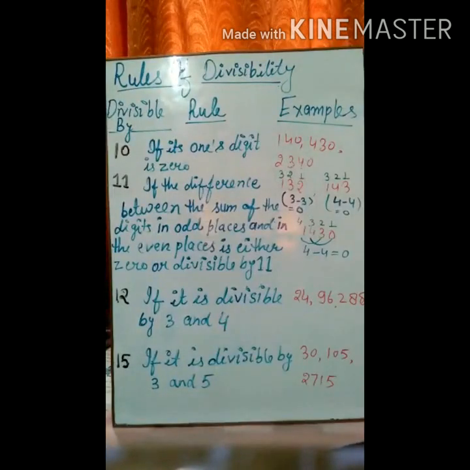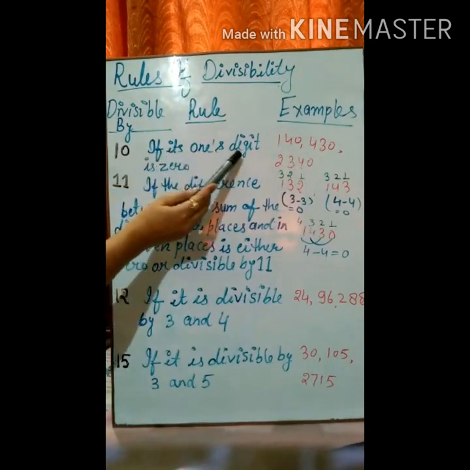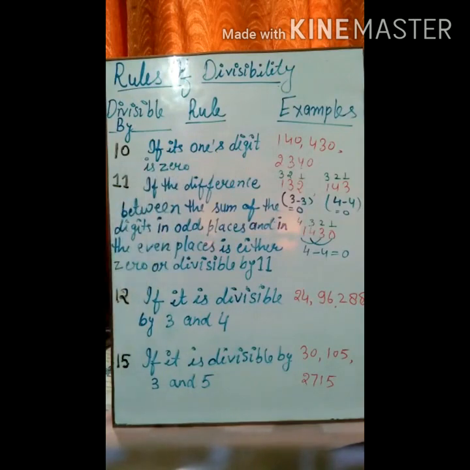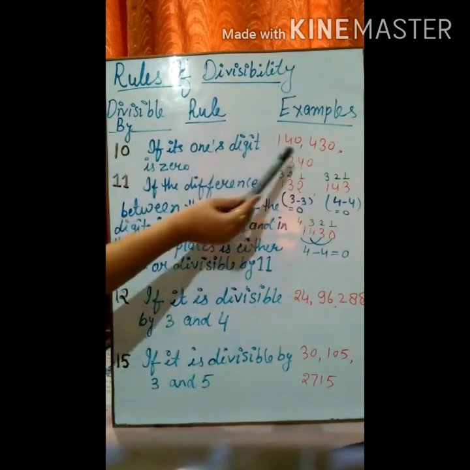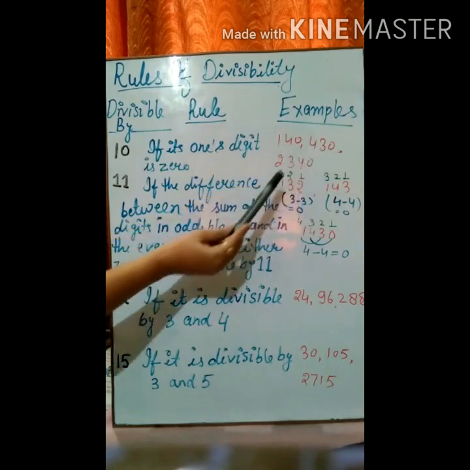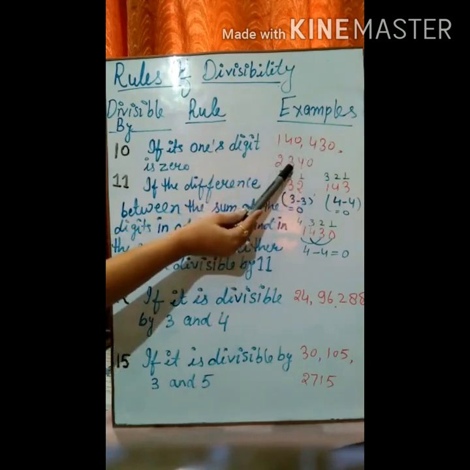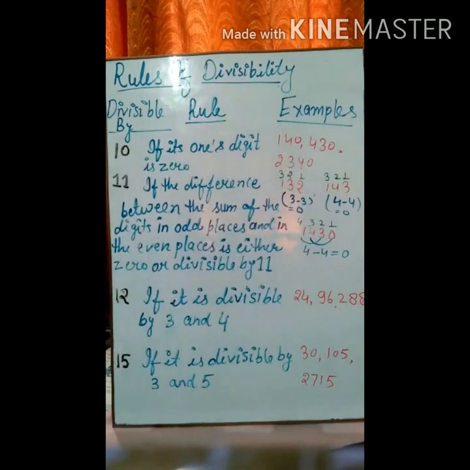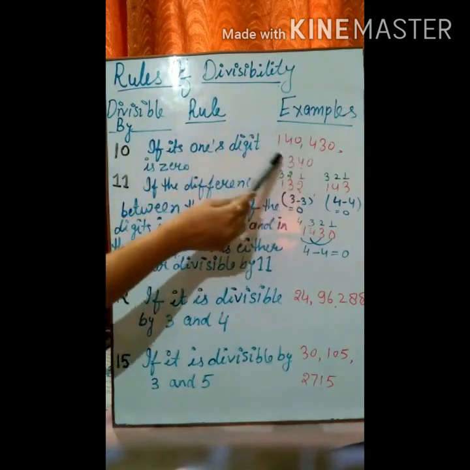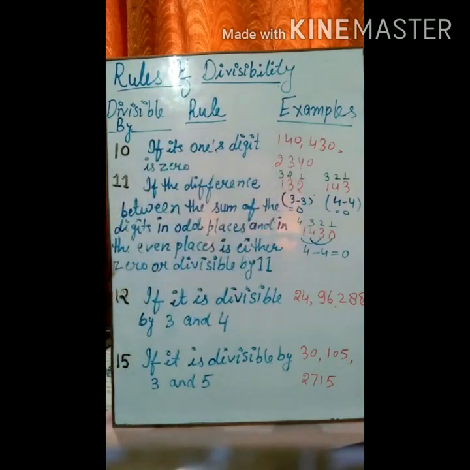The next is 10. If its ones digit is 0, means the digit at the unit place is 0, then the number is divisible by 10. For example, 140, 430, 2340, and we can see here the digit at the unit place is 0. So all these numbers are divisible by 10.